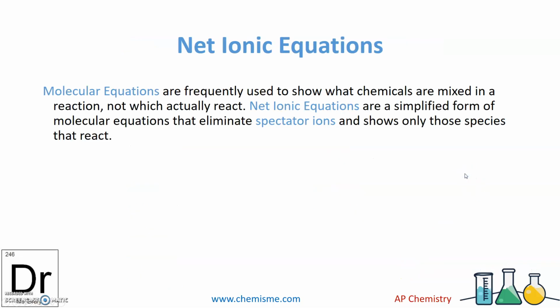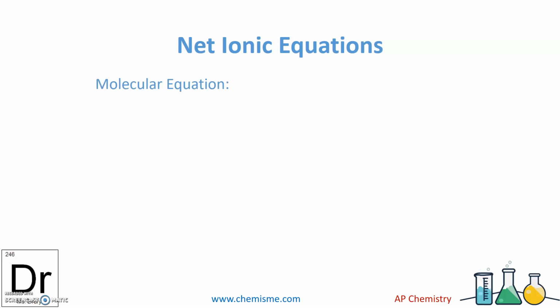So molecular equations are frequently used to show how chemicals are mixed in a reaction, but not actually what's really reacting to our naked eye. The net ionic equations are simplified forms of the molecular equations that eliminate what we call spectator ions and only show the species that react. So molecular equations such as BaCl2 and Na2SO4 double replaced to make barium sulfate and sodium chloride, but not necessarily what actually we can see in our beaker. You're not going to see two new things form.